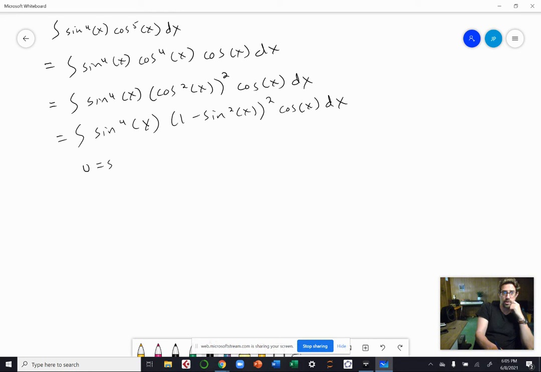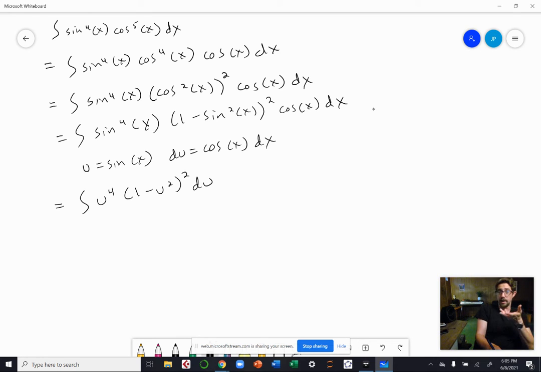Let's let u equal sine of x. du is cosine of x dx. So this whole enchilada becomes the integral of u to the fourth times 1 minus u squared, squared, du. And now it's just a straight up polynomial. We have to work with it a little bit more, but right now it couldn't be easier to integrate. So I think you could probably handle it from here, but we've come this far, so let me just walk you through the rest of it.